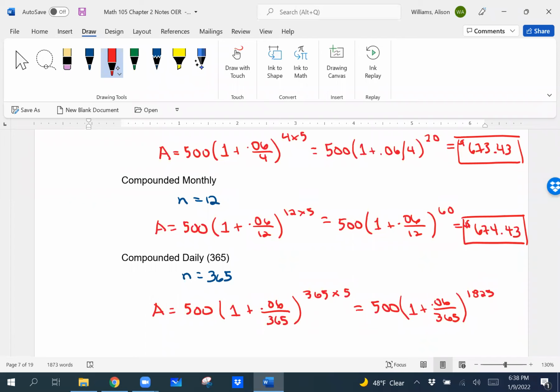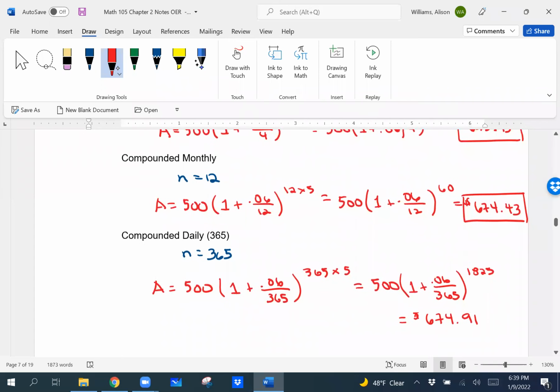And I am getting $674.91. It's an even smaller difference, not even 50 cents difference from the monthly. Okay, but it is a tiny bit more, just not that much. And interestingly, that's not where it matters the most. It's yearly where it matters. How many years you let something sit, that's when the interest starts to really grow.